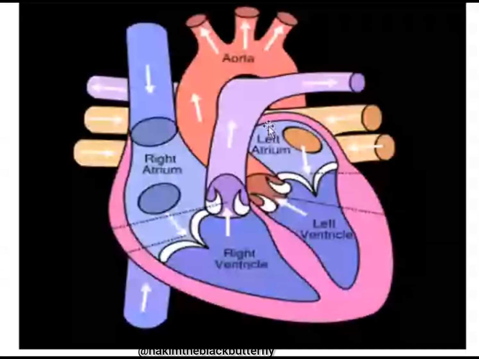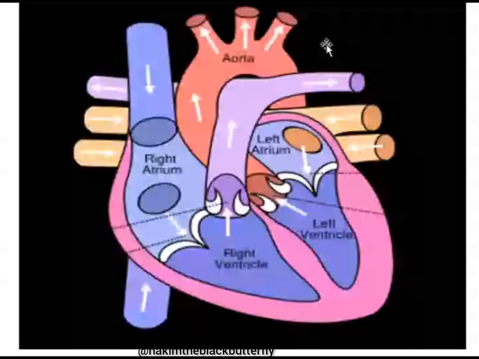And you can clearly see that the apex of the heart is in the left ventricle. And the wall of the left ventricle, you can see proportionally it is thicker than the wall of the right ventricle because it needs a greater force. The blood coming from the left ventricle is going to go to the rest of the body, whereas the blood coming from the right ventricle is only going to the lungs.